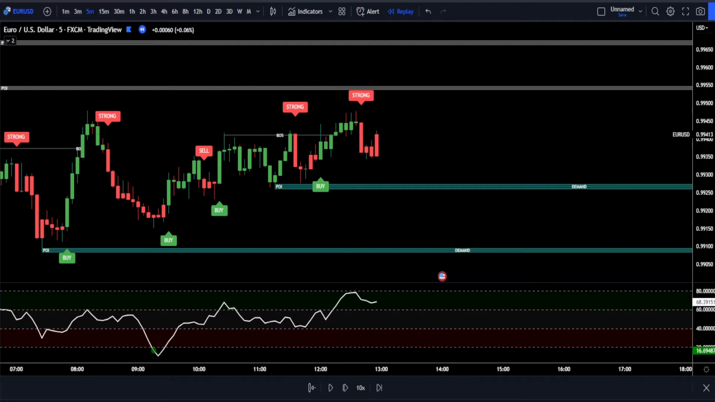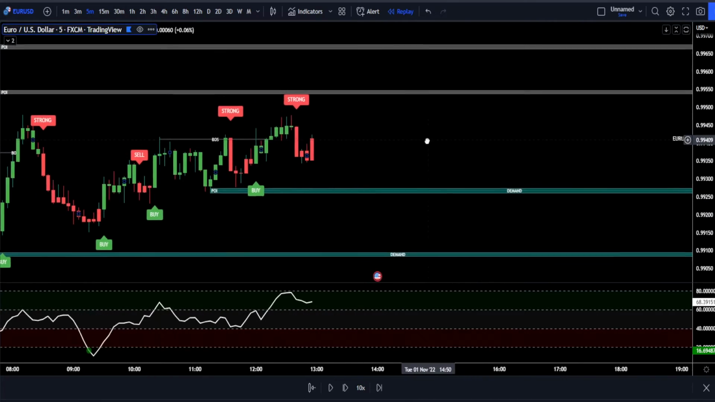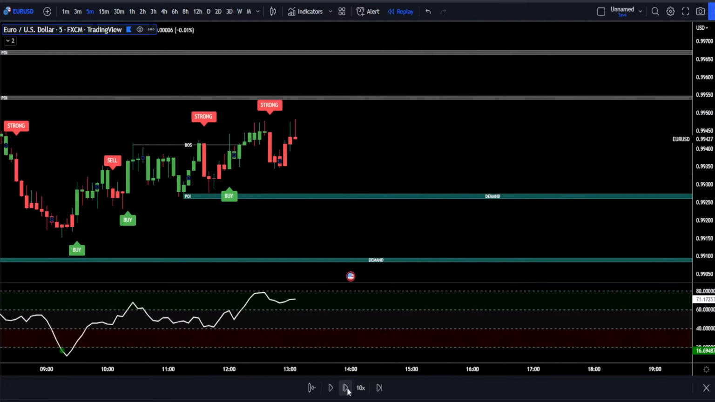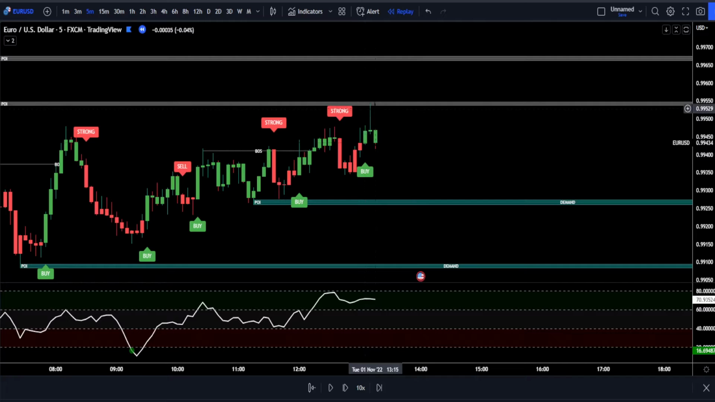Alright, now let's understand the rules for entering a short trade. First, the price action must pull back into our level of supply. The candlestick can either touch it or get really close to it, but it must not cross and close above it. Second, the indicator must issue a sell or a strong sell signal.